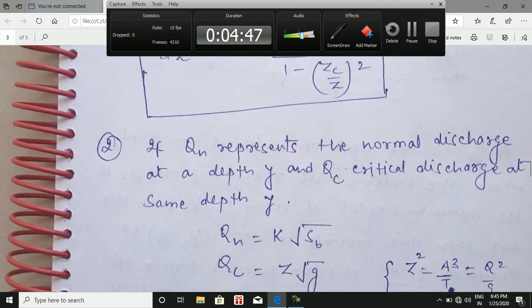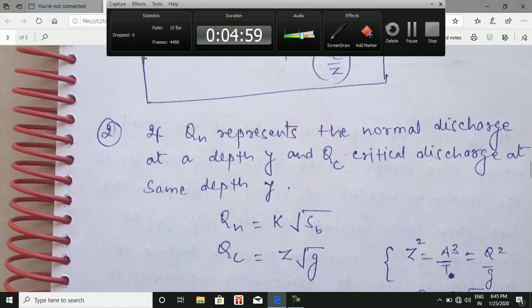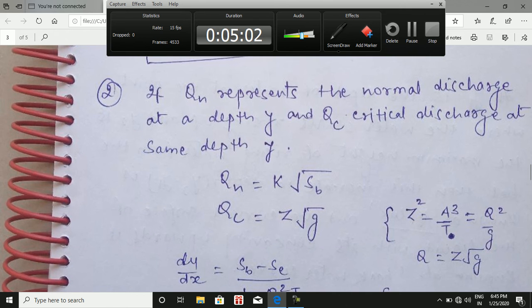On the other hand, we can calculate this differential equation in the other form. If Qn represents the normal discharge at a depth y and Qc the critical discharge at the same depth y, then Qn is equal to K under root Sb and Qc is equal to Z under root G. We know that Z square is equal to A cube upon T, and that is equal to Q square upon G. So Q is equal to Z under root G.